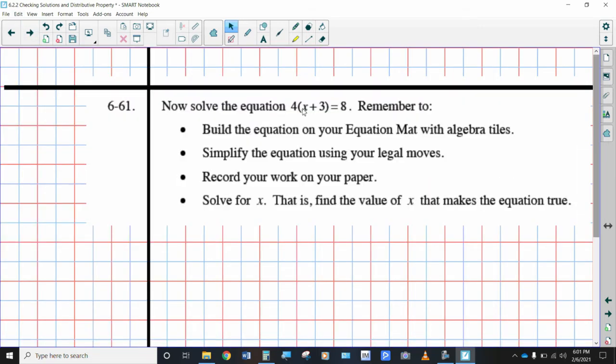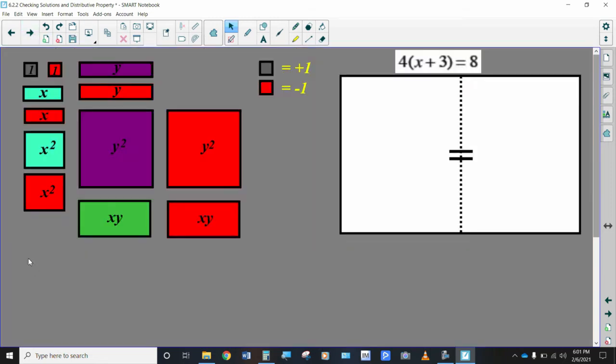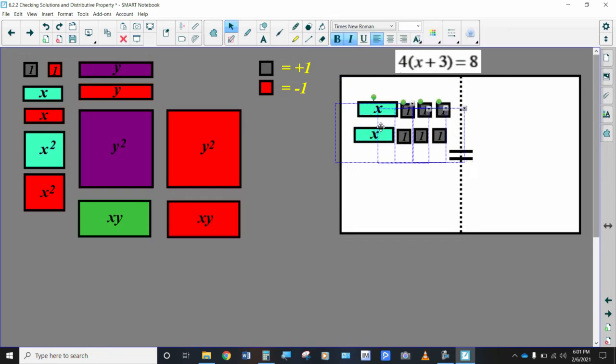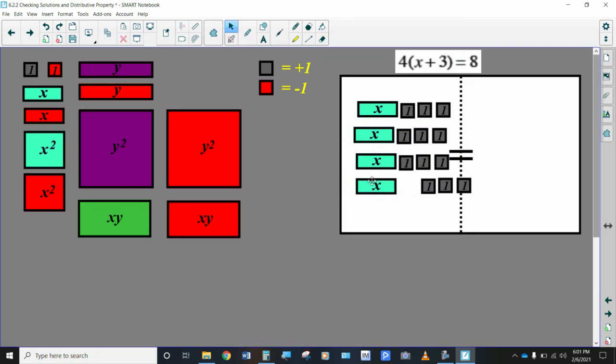All right, now solve the equation: 4 times x plus 3 is equal to 8. Let's take a look at how this would look on the equation map. 4 groupings of x plus 3. So let's start with an x plus 3. And now we need 4 of those, right? So we should have 4 x's and 4 3's, which gives us a total of 12. So we're going to rewrite this as 4 x's plus 12 is supposed to be equal to 8.